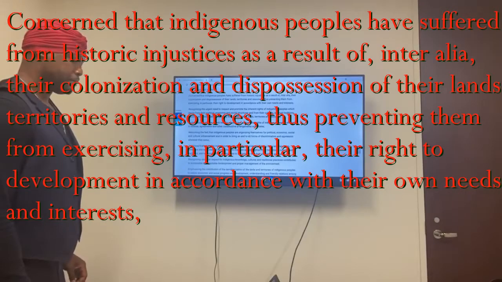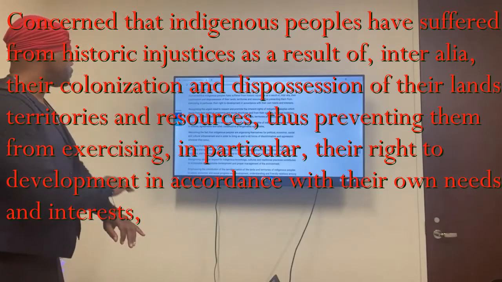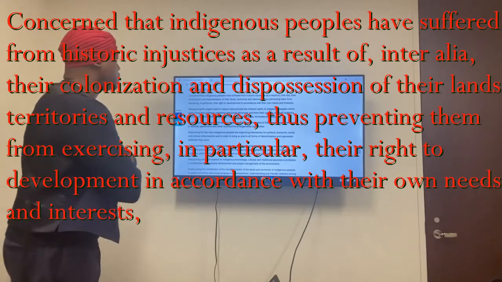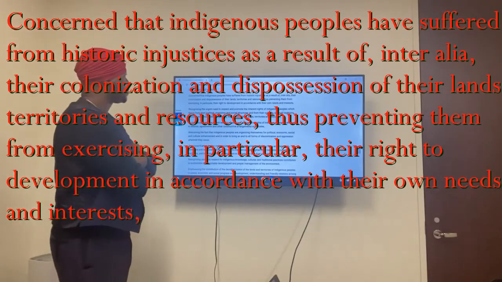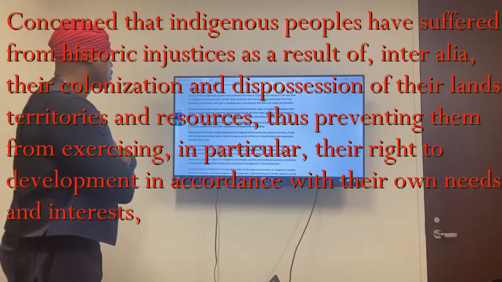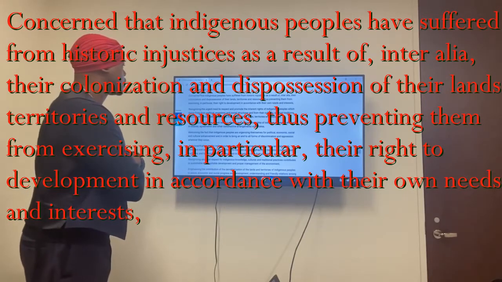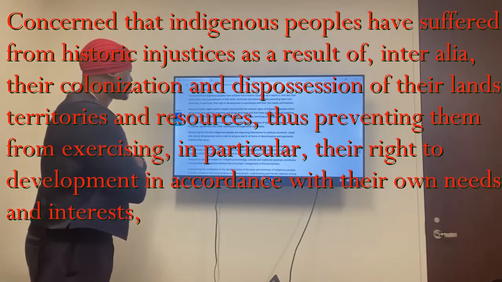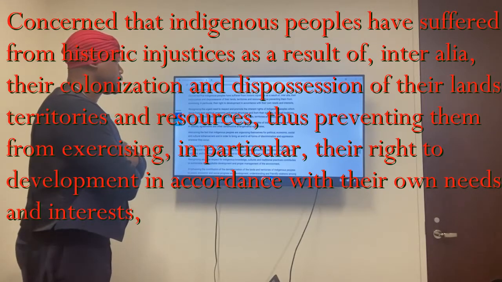Concerned that indigenous peoples have suffered from historic injustices as a result of inter alia, their colonization and dispossession of their lands, territories, and resources, thus preventing them from exercising in particular their rights to develop in accordance with their own needs and interests.